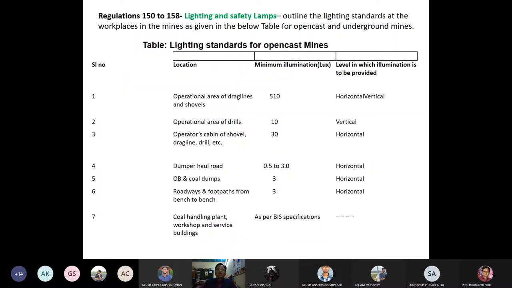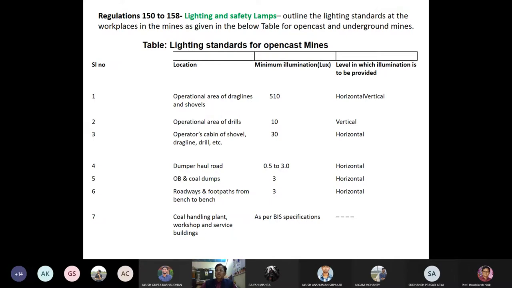And as per the Coal Mines Regulations 1957, sections 150-158 define the lighting standards, safety lamps in underground coal mines, how to maintain the lighting system in underground coal mines, and where to use the safety lamps. This section 150-158 outlines the lighting standards at the workplaces in the mines as given in the following table, whether it is an open cast mine or an underground mine.